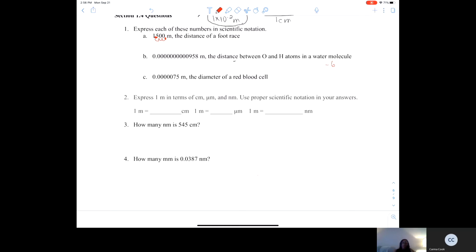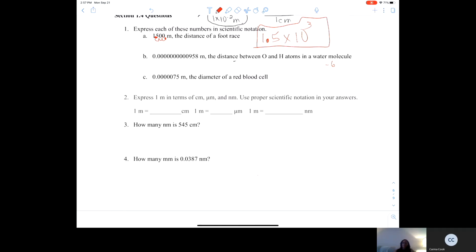So I moved the decimal 1, 2, 3 spaces. So my answer in scientific notation for this number is 1.5. And then to express my exponential, and because I moved that decimal 3 spaces, then I write times 10. That's my exponential. And the superscript, which is my power, represents the number of times I moved a decimal. And I moved it 3 times. So my answer is 1.5 times 10 to the third.